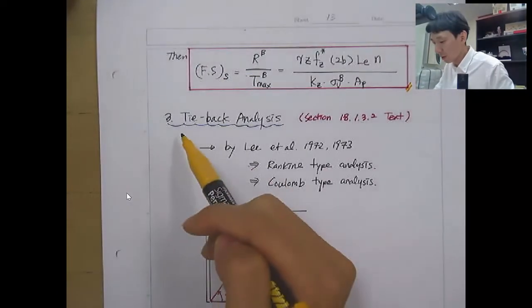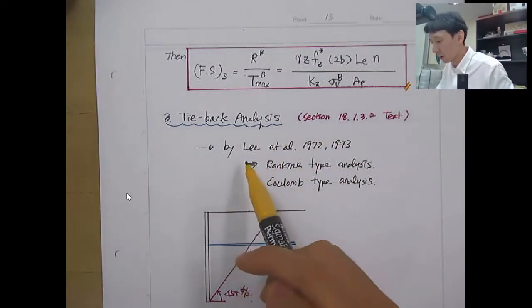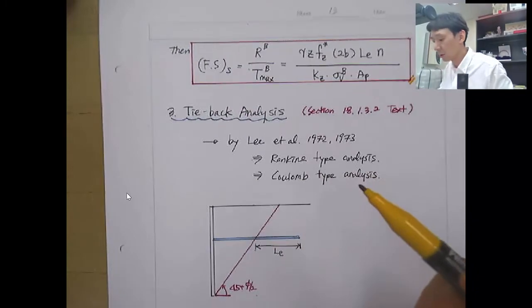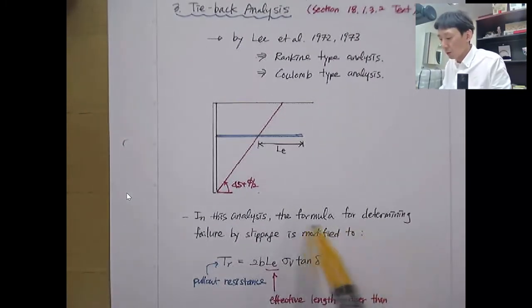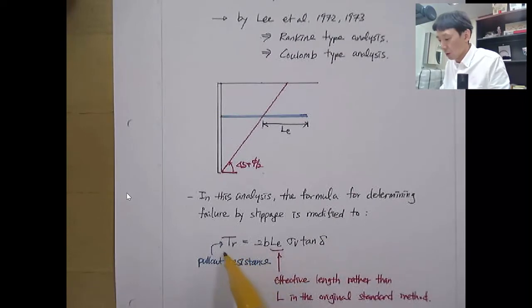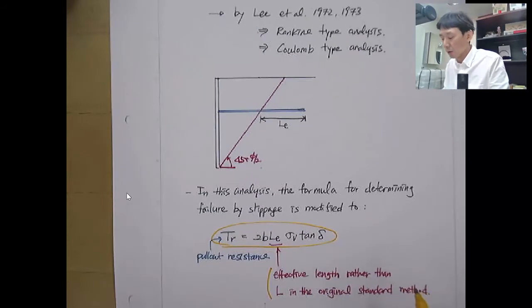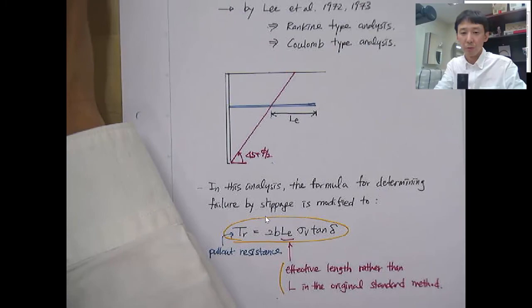The last one is just for reference. It's not widely used. Tie-back analysis was proposed by Lee et al. in 1972 and 1973, and it can incorporate Rankine type analysis and Coulomb type analysis. You can find the details in the textbook. In this analysis, the formula for determining failure by slippage is modified to this one, using the effective length rather than the L in the original standard method. So it is similar to what we are doing in the revised standard method. Only the tangent delta is a little different, and how to compute sigma V is a little different. Okay, that will be all for lecture 20.